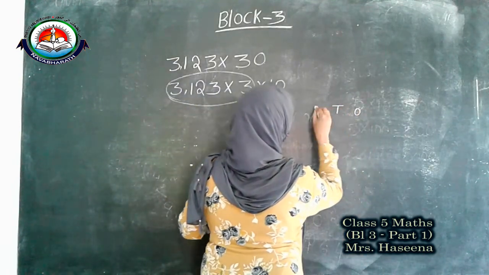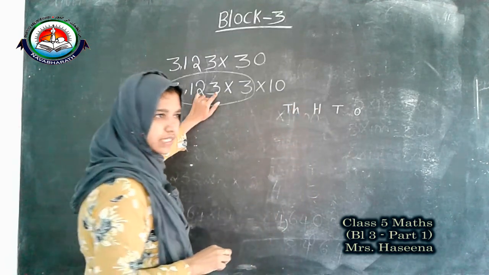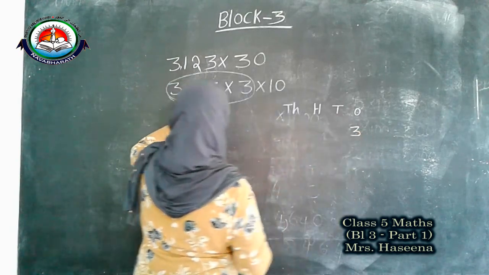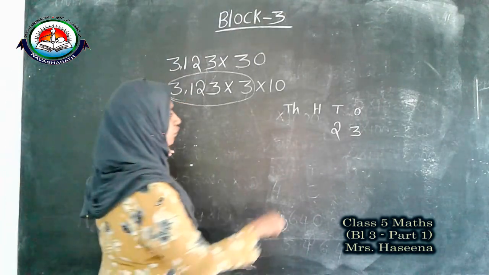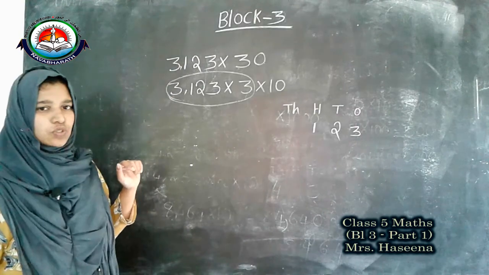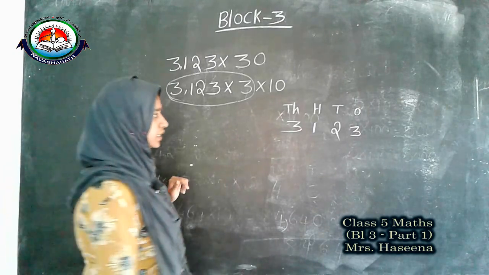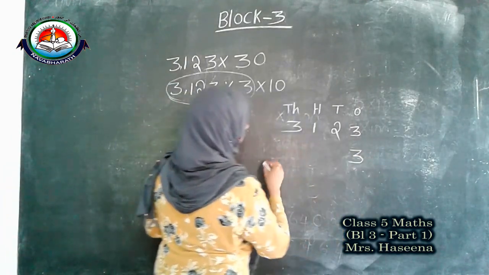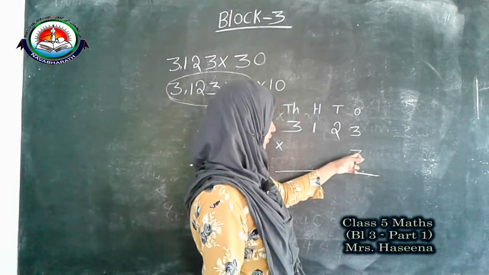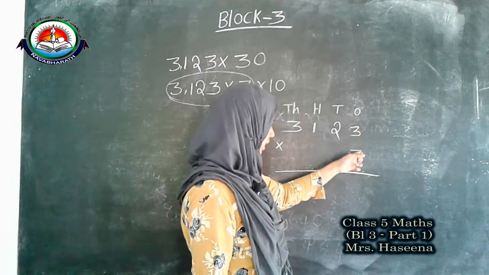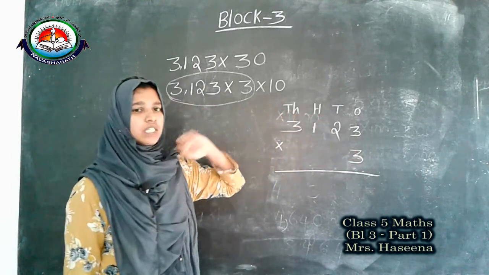Ones, tens, hundreds, thousands. In the first number, which digit is in the ones place? 3. Which digit is in the tens place? 2. Which digit is in the hundreds place? 1. Which digit is in the thousands place? 3. Then 3 is in which place? Ones place. So we write it in the ones place. Into. Then multiply as usual. 3 with the ones place, 3 with the tens place, 3 with the hundreds place, 3 with the thousands place.